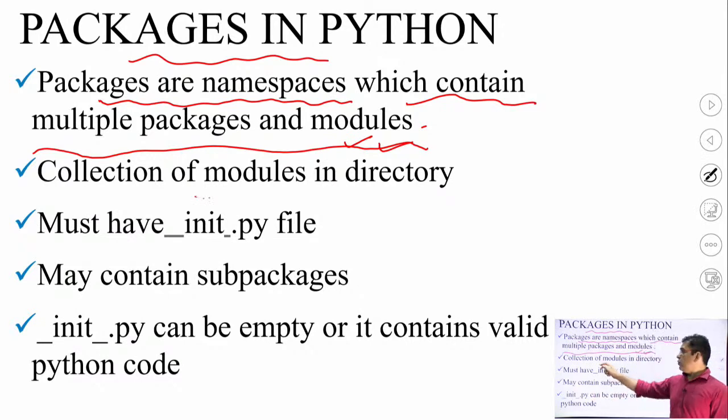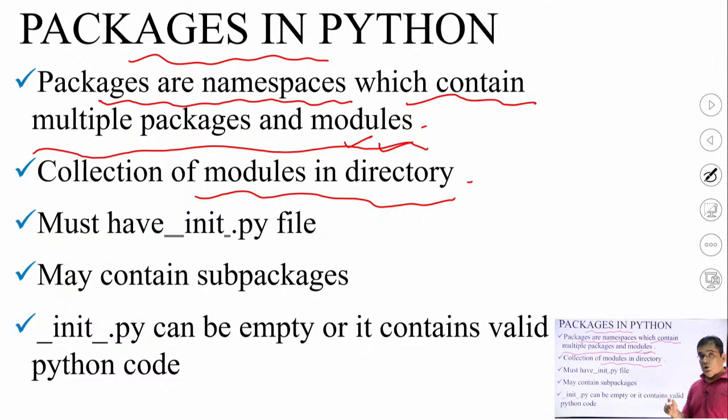It is a collection of modules in a directory. The modules and packages which are stored in the package are in the form of a directory structure. They can be stored alphabetically sorted, or in ascending or descending order. So the collection of modules in a directory is called a package.